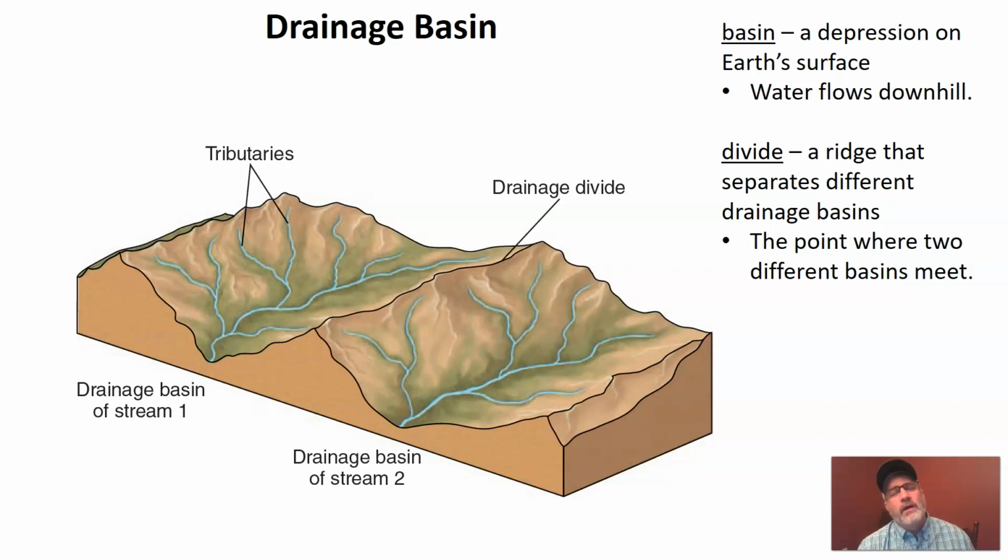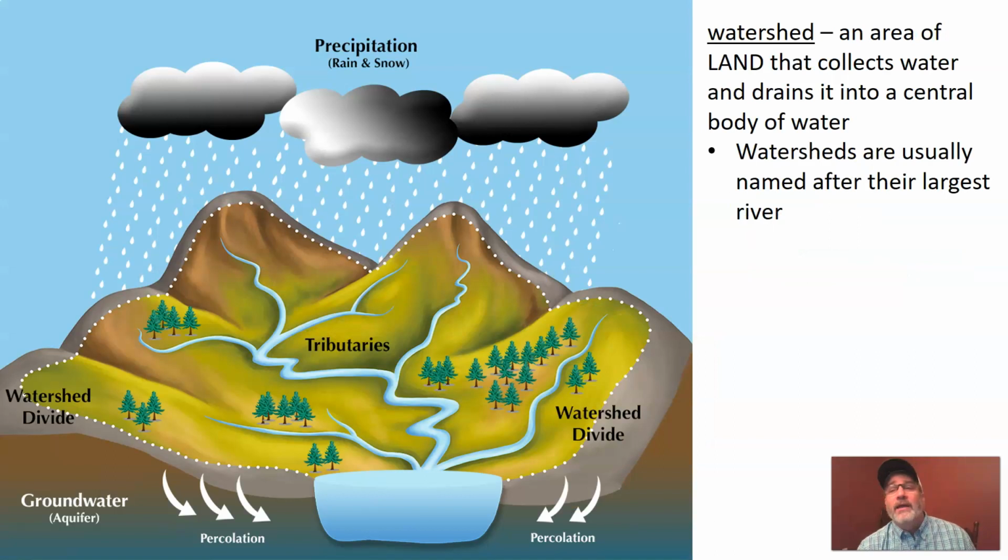So I want you to keep in mind that when we were talking about a drainage basin, I didn't really talk much about the water other than how the water moved along the land. And it's true, drainage basins are about the land itself. And really, so are watersheds. So a watershed is any area of land that collects water and drains it into a central body of water, like a river, like a lake.